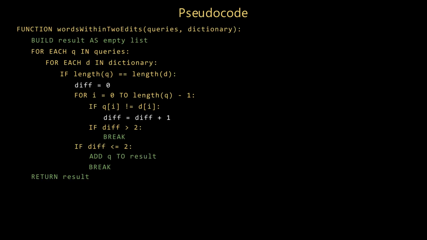This is the same brute force structure as the solution walkthrough: nested loops over every query and dictionary word, a character scan that counts mismatches and can stop early once the count passes 2, then if the pair is still within budget we append the query once and break out of the dictionary search for that query.